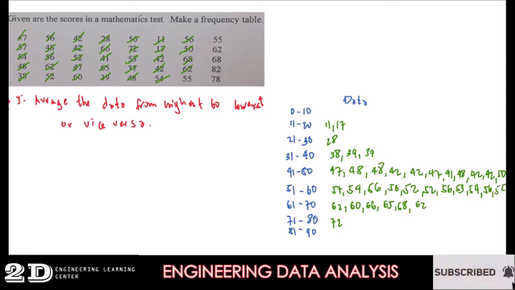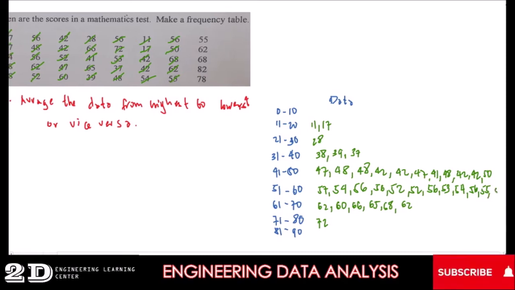Just write it there. So we have 55, then after 55, another 55. Then another, we have 62. Then we have 68. Then we have 82, which will be in 81 to 90. The last one is 78.